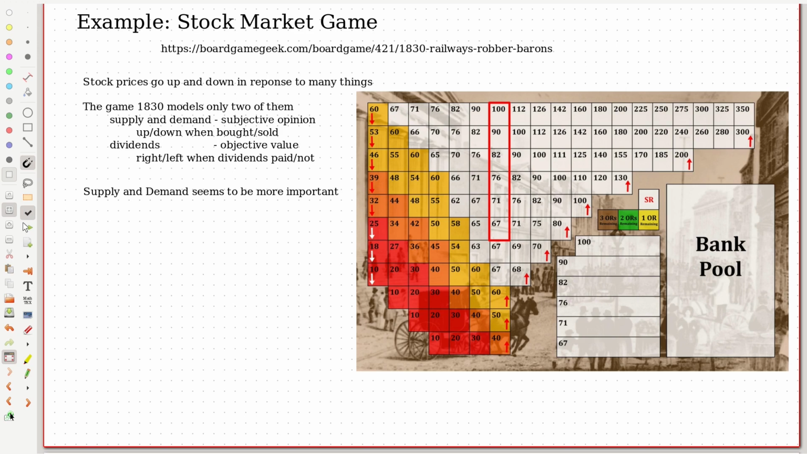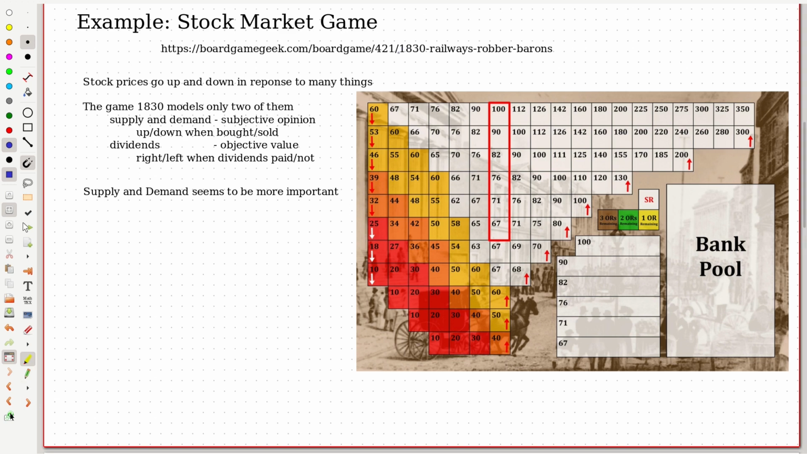Okay, here I want to talk about the stock market game, or a stock market game. There are many of them. This one is called Railways and Robber Barons, or just 1830 for short. It's about the coming of railways to Britain in around 1830. What you do is you play a tycoon who buys and sells railroads, railroad lines, and lays track and buys engines and that kind of thing. I just want to talk about the aspect of the game that involves modeling the stock market.